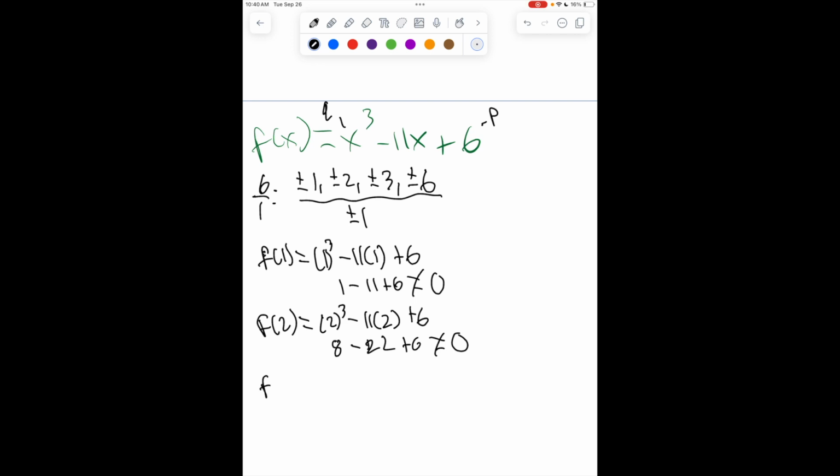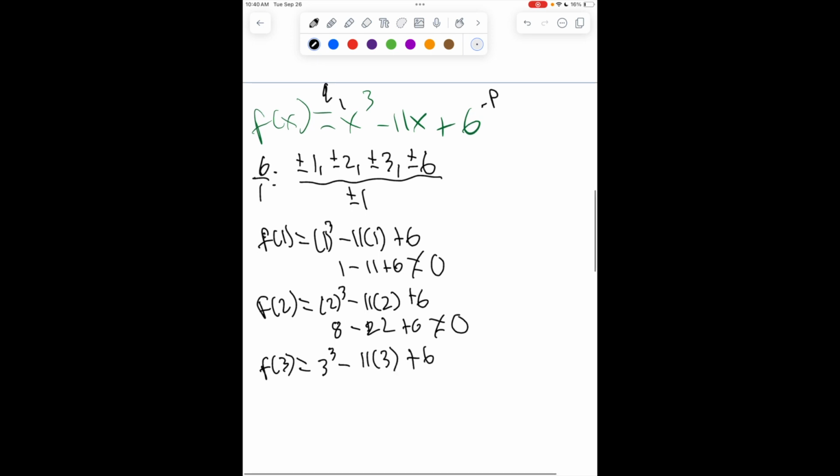Okay, let's try 3 then. 3 to the third minus 11 times 3 plus 6. 3 times 3 times 3 is 27 minus 33 plus 6. Hey, that gives me 33 minus 33, which does in fact equal 0. So I know that when x equals 3, that's like the factor x minus 3. So we can keep moving.